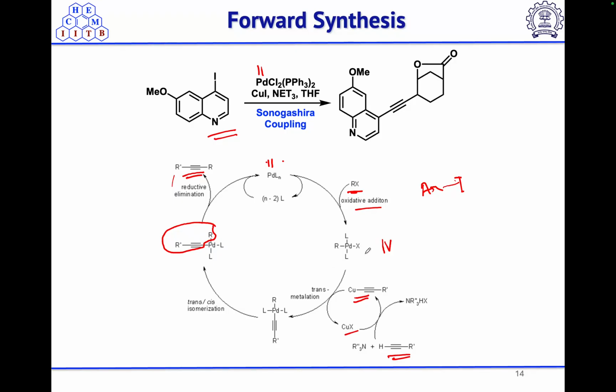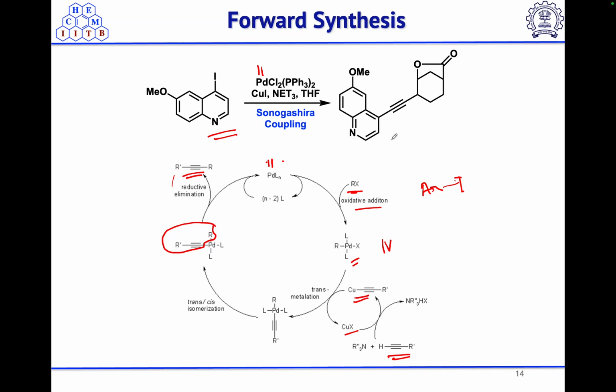So in organometallic chemistry in MSc first semester, you will get more detailed ideas about how oxidative addition and reductive elimination are happening. Anyway, you just get the idea of how the coupling reaction is happening. So now after oxidative addition, this is your intermediate.